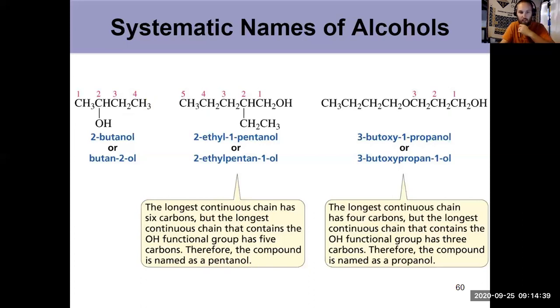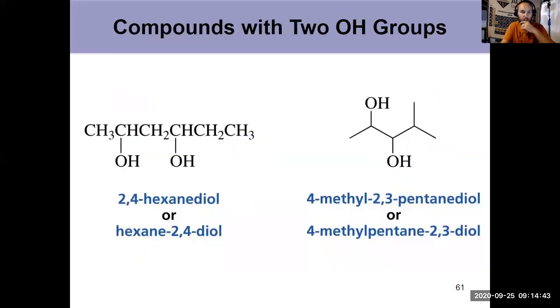Got 2 others there to check for practice. And then what if I have something with 2 OHs? Not a big deal. You called something dimethyl before if it had 2 methyl groups. Here, it's just called a diol. D-I-O-L, diol. 2 alcohols, and you just need the numbers to say where they are. Everything else is the same.